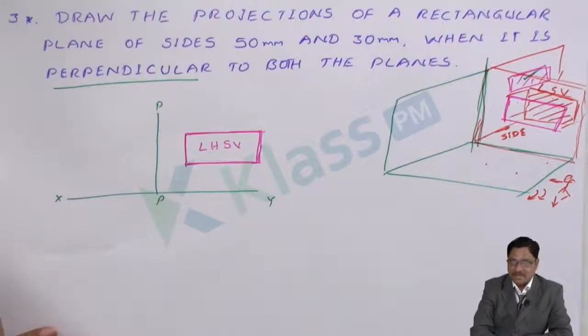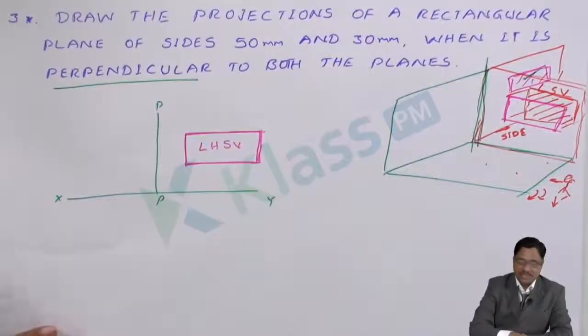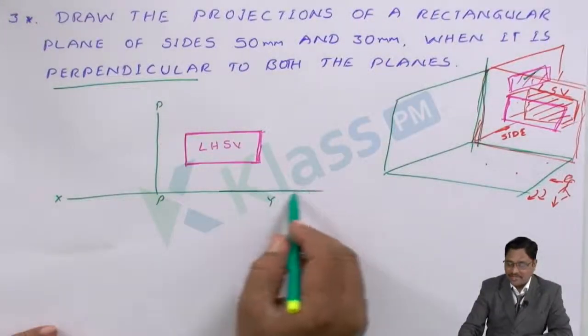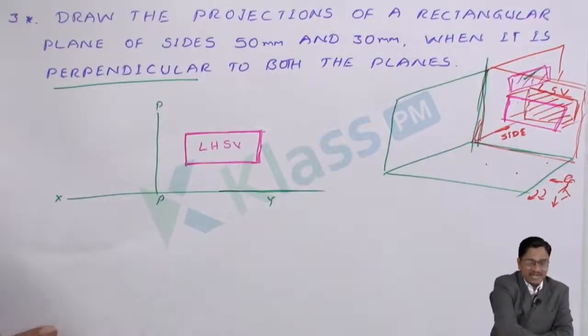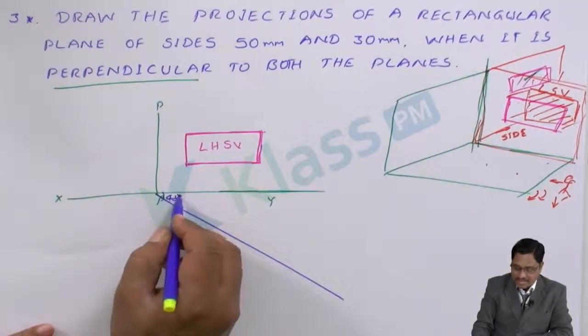For this, you have to just transform the given front view and top view to get the required views. For that, we have to draw a 45 degrees reference line at the junction here. This is the 45 degrees line.